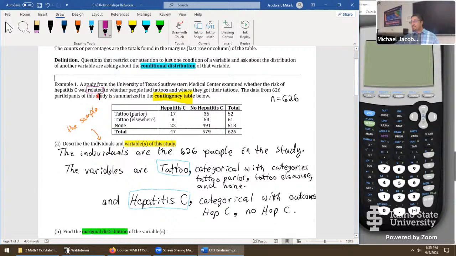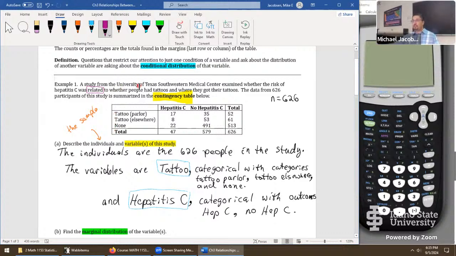Some questions like these, cause and effect is essentially unknowable, yet we still want to find information. Yet, when we say related, we have to make sure our conclusions are not saying cause and effect in any kind of way. There's probably another variable that could be associated with how people are getting hepatitis C and how it's related to getting tattoos or not.